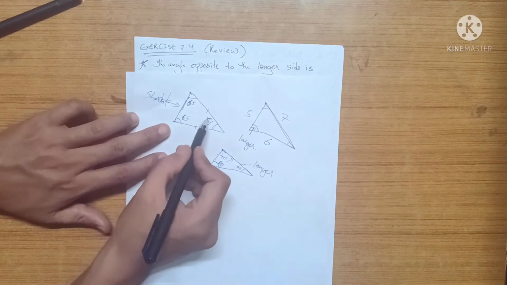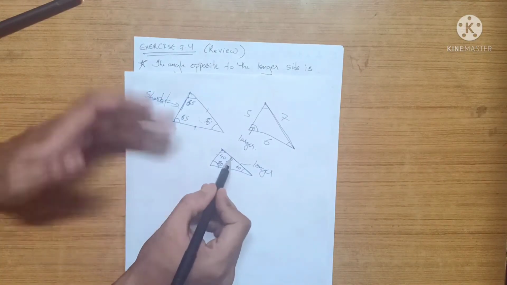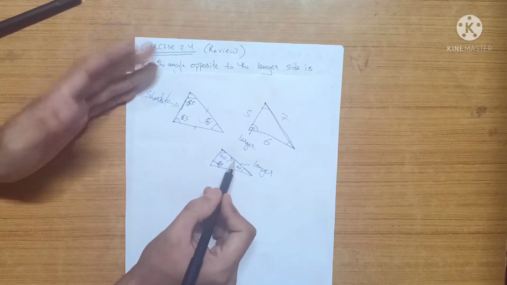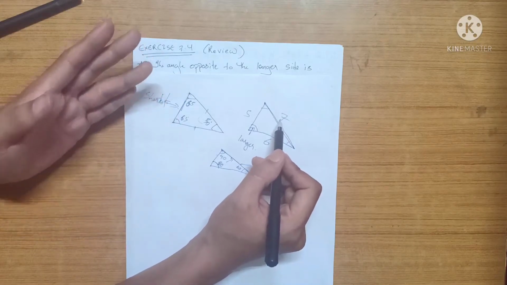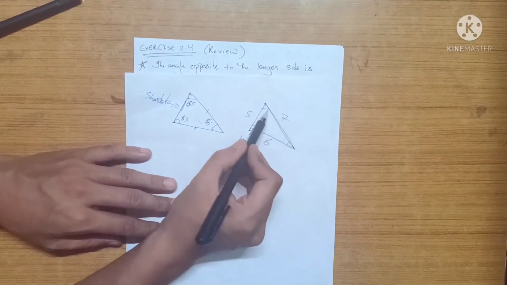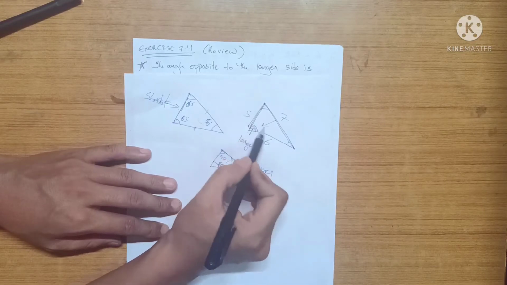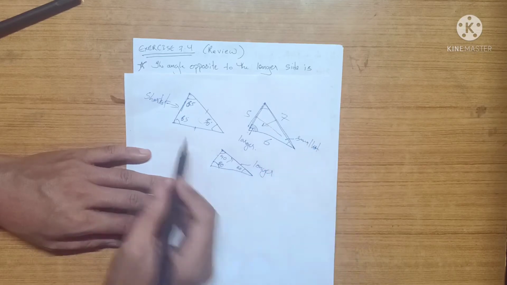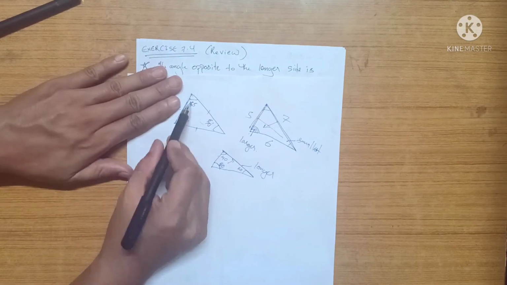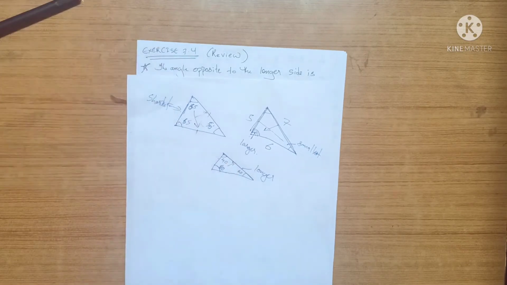So the side opposite to the smallest angle is the smallest, the side opposite to the largest angle is the largest, and the same exact thing applies to the sides also. The longer side will give us the largest angle, the smallest side will give us the smallest angle. And since these two are 65 and 65, they are the same, na? The opposite sides will be the same, because the two angles are the same. Got it? That's what it is.